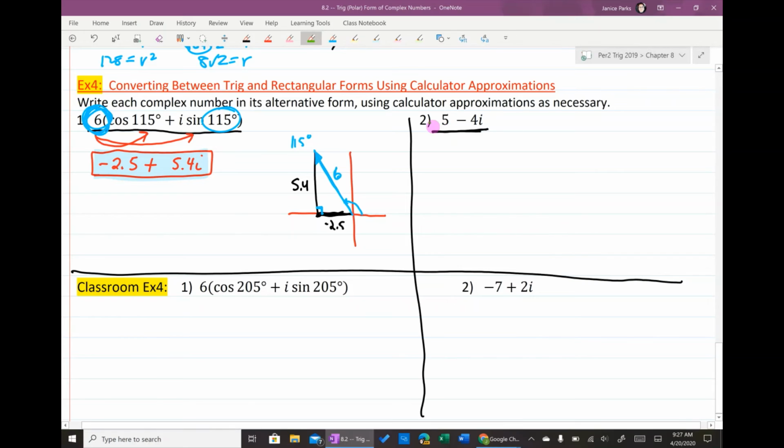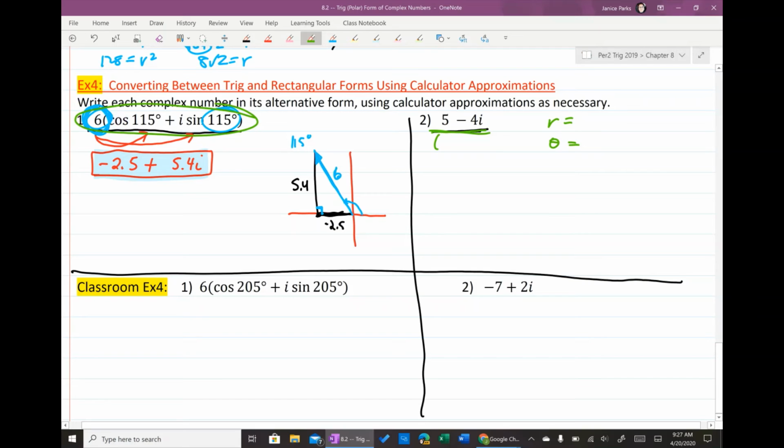For the next part, when they give you the complex number in rectangular form, then we need to find r and theta so we can write it in trig form.